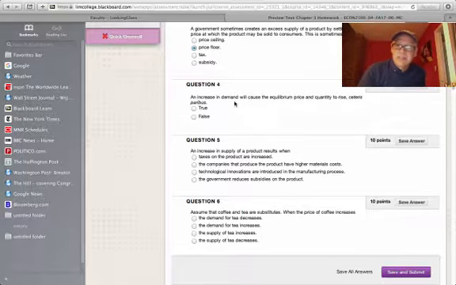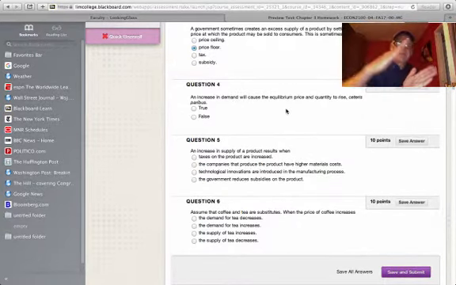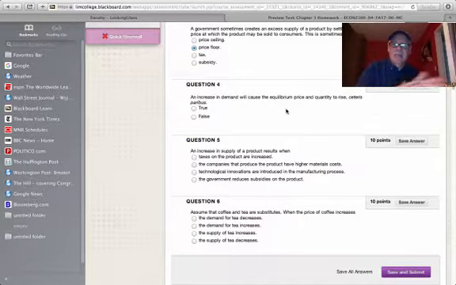Question 4. An increase in demand will cause the equilibrium price and quantity to rise. And again, think of it: if demand shifts to the right, there's a new E2, right? And if I have my supply line on there too, it does increase the price and the quantity. That is true.